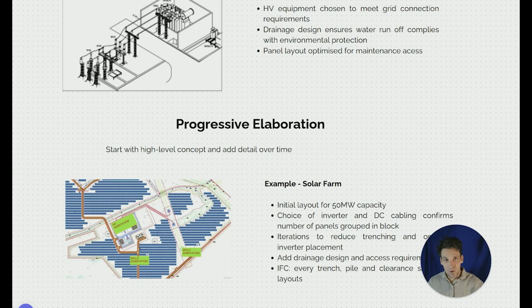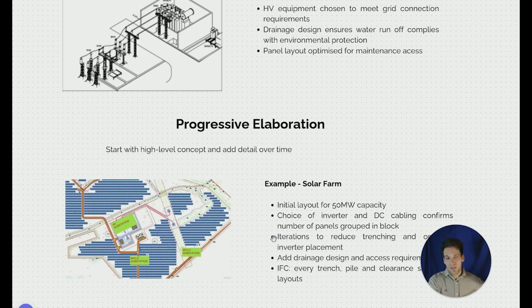We then choose the inverter and the DC cabling to confirm where all the different blocks are going to be, how all the panels are going to connect to the inverters. We choose the layouts where the inverters are going to go. Then we start to move things around a little bit to optimize and reduce the amount of underground trenching and cable install we need to do. And once we've got these layouts, we can optimize our drainage design to reduce the amount of subsurface drainage and to ensure we meet the environmental requirements.